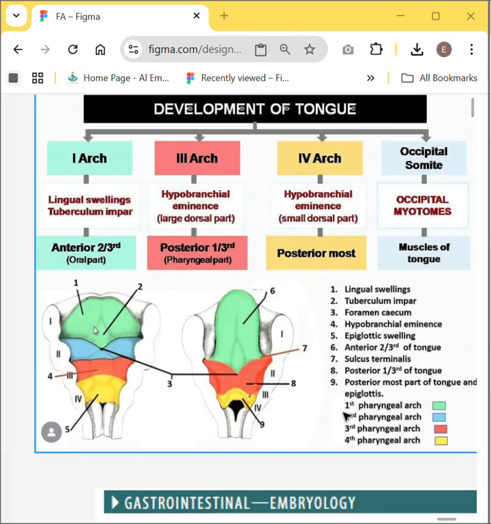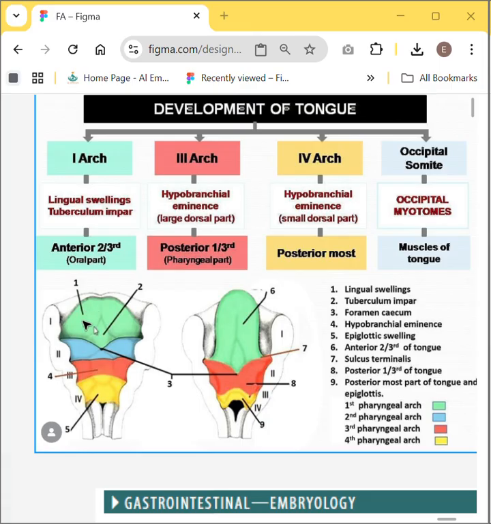It is important to see the colors. The first arch is represented by green, the second pharyngeal arch by blue, the orange one is your third pharyngeal arch, and the yellow one is your fourth pharyngeal arch. The blue color is the second pharyngeal arch because it regresses and does not take part in the actual development of the tongue.